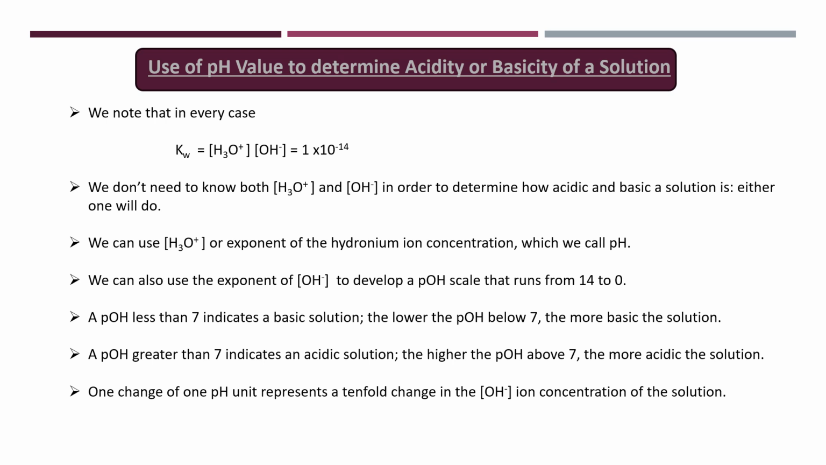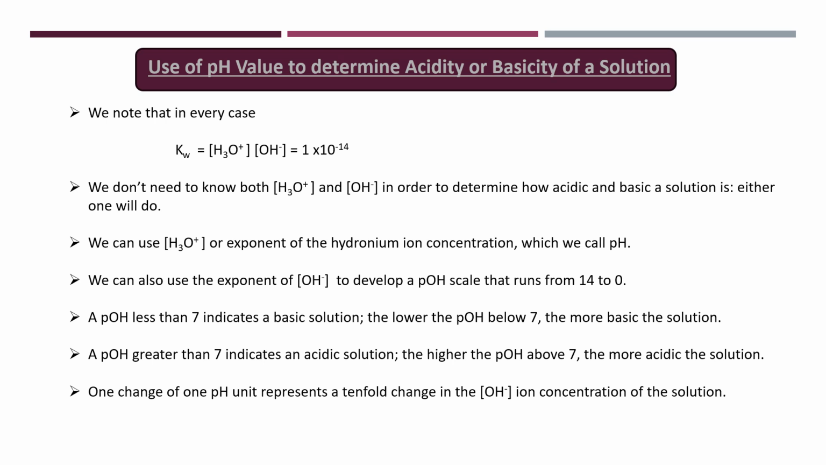We don't need to know both the concentration of hydronium ion and hydroxide ion in order to determine how acidic or basic a solution is. Either one will do. We can use the concentration of hydronium ion or the exponent of the hydronium ion concentration, which we call pH. We can also use the exponent of hydroxide ion concentration to develop a pOH scale that runs from 14 to 0. A pOH less than 7 indicates a basic solution.